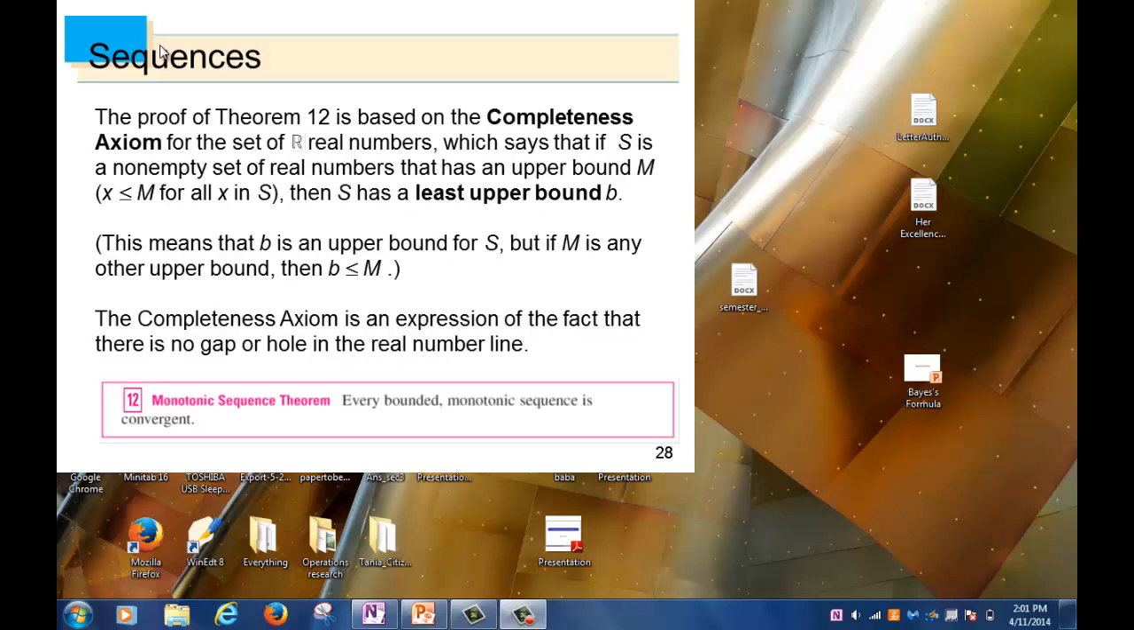All right, so this is called the monotonic sequence theorem. Every bounded monotonic sequence is convergent. You have to remember that fact. We're going to use that later. Every bounded monotonic sequence is a convergent sequence. And I have already talked about the rest on this slide. Any questions on what I said so far?